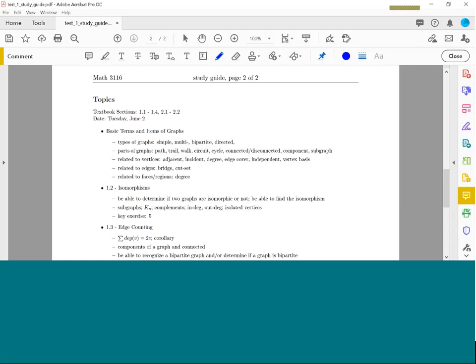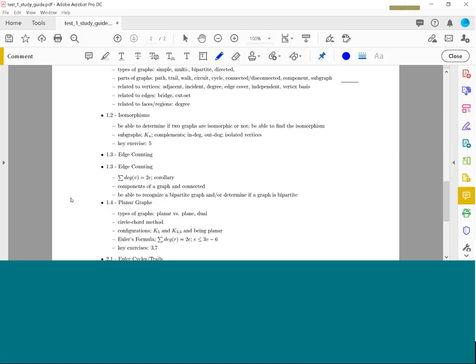And the big things that we talked about were bridges and cut sets. And remember, bridges and cut sets were the edges that you'd remove from a graph to make it more disconnected if it already is disconnected, and to go from connected to disconnected if it's currently connected. And then dealing with faces, or as your book calls them, regions, you've got what a face is and also the degree of a face.